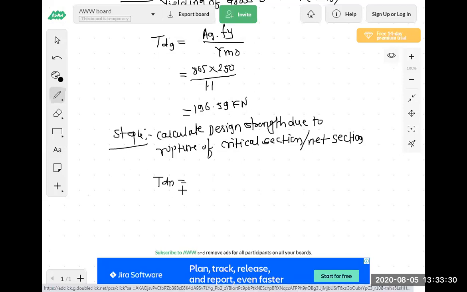So TDN is equal to... which formula here do we have to use? Please, anyone tell me. As I have told you.